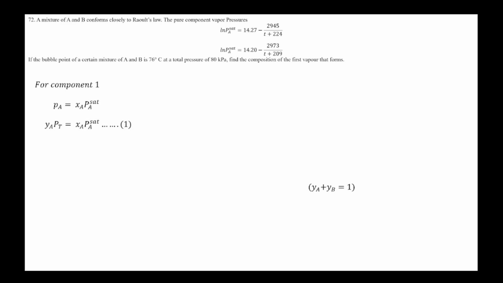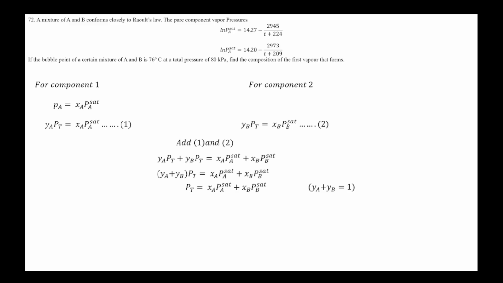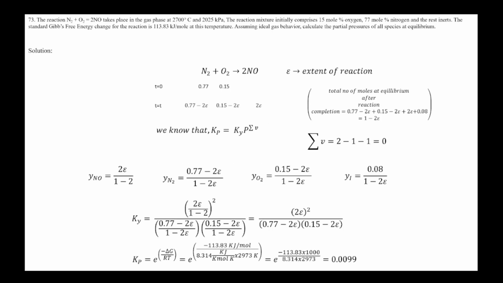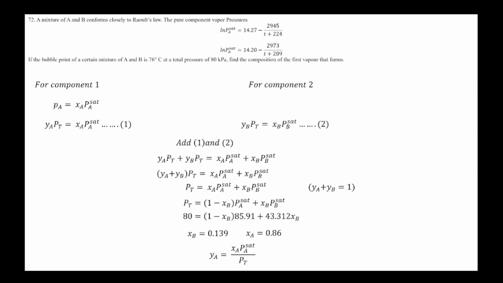Okay. So for component 1, by Raoult's law, we will write partial pressure in terms of mole fraction to total pressure: YA PT equal to XA PA sat, where YA is the mole fraction of the vapor phase, XA is the mole fraction of the liquid phase. Similarly for component 2. Adding 1 and 2, we will get YA plus YB equal to 1. So we will get this ultimately. PT is equal to XA PA sat plus (1 minus XA) PB sat, because XA plus XB is equal to 1. So putting in the values of pressure after calculating from the Antoine equation, XB is equal to 0.139, XA equal to 0.86. Now putting this value here, XA, we have PA sat, we have PT. So we will get YA. Okay, so this is the final answer.